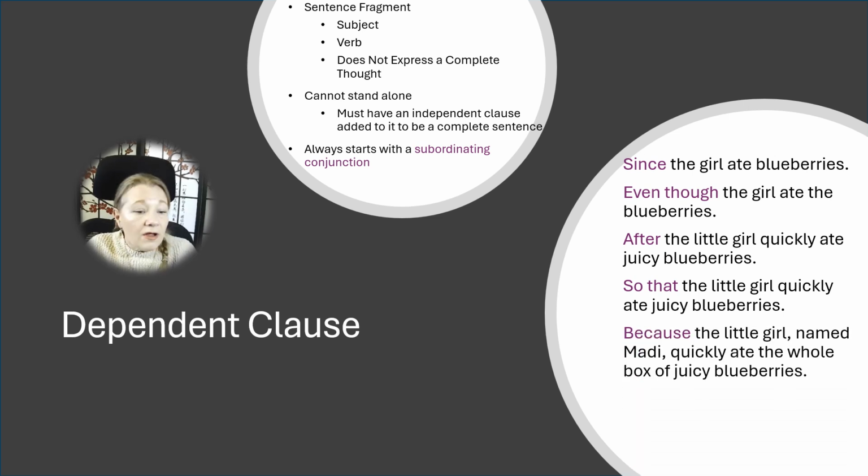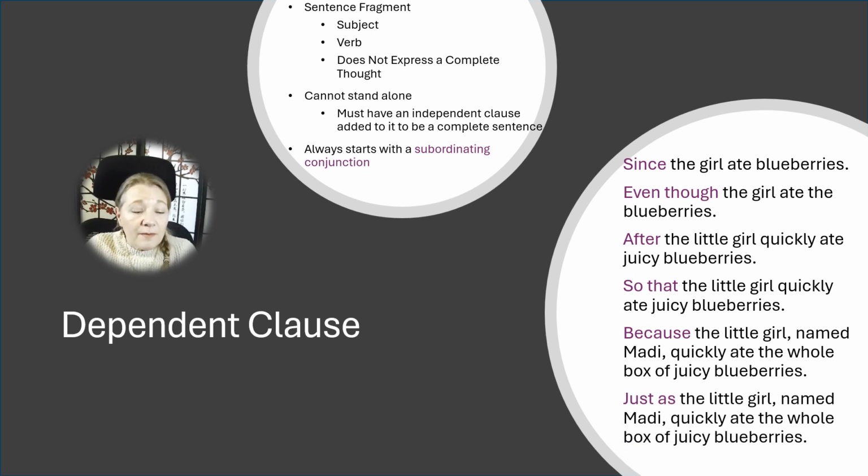Because the little girl named Maddie quickly ate the whole box of juicy blueberries. Again, not a complete thought. Subject and a verb, but doesn't express a complete thought. And it's because of the subordinating conjunction, because, at the beginning of that sentence. So these are all examples of dependent clauses. They cannot stand alone, and they always start with a subordinating conjunction.